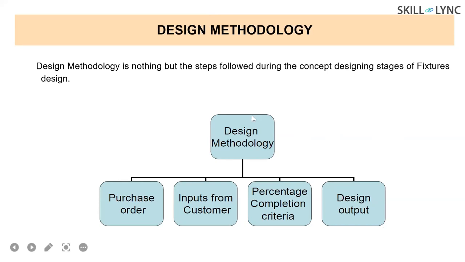If you're going to design a particular fixture unit, you'll be having majorly four requirements. First one will be purchase order. Second will be input from the customers. What are the inputs you are going to get? That we are going to see in detail. Then percentage of completion, so how much I have completed. And then the fourth one will be the design output.